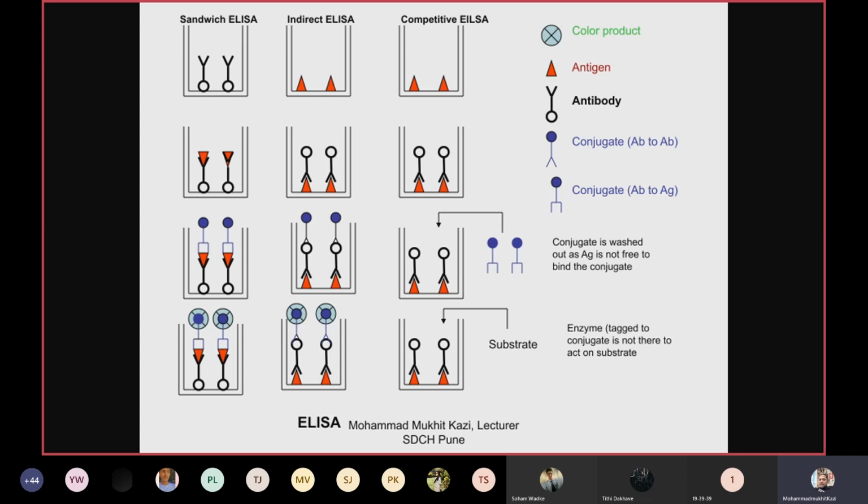So this could be the gray zone. What is the gray zone? Might be, may not be. It could be a mistake by the person doing that ELISA, or the patient might be in the window period. There are very few antibodies which can be detected by that method.